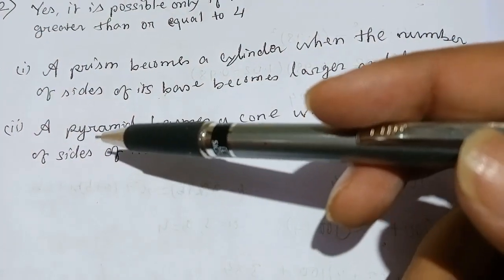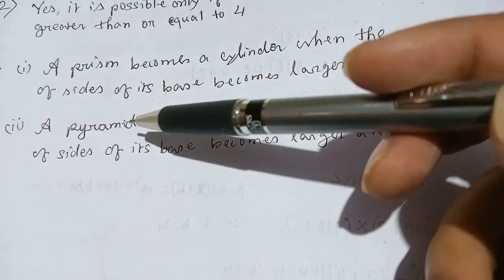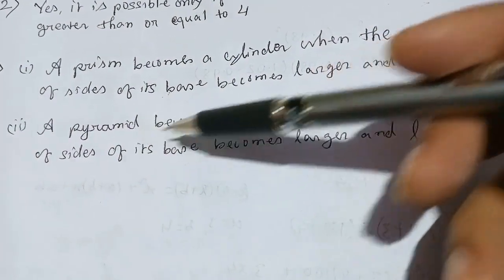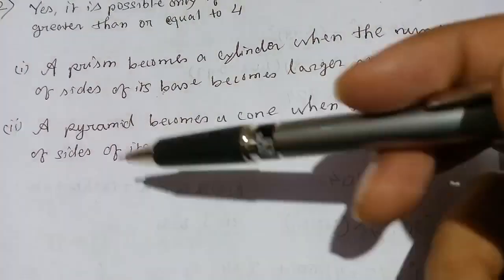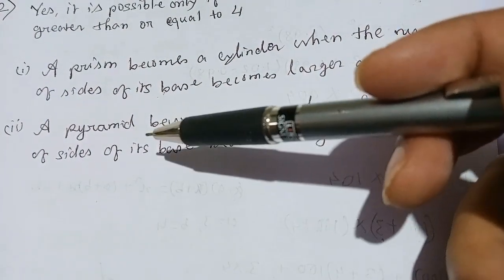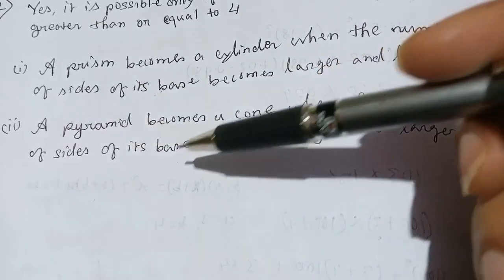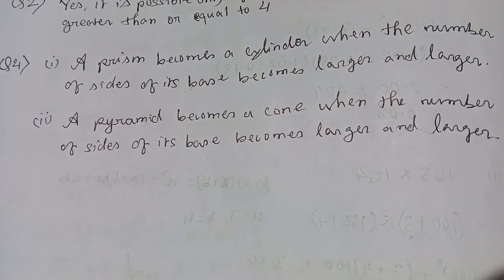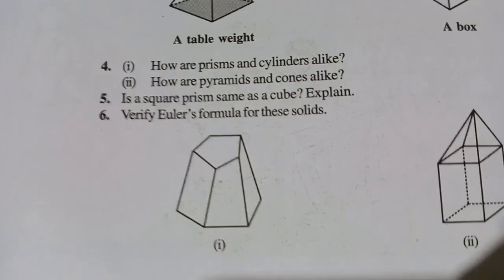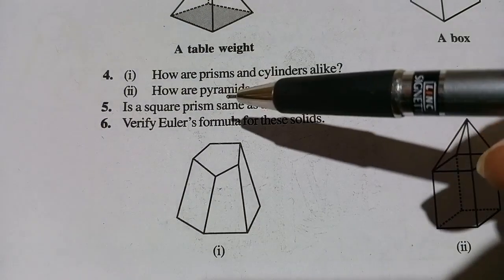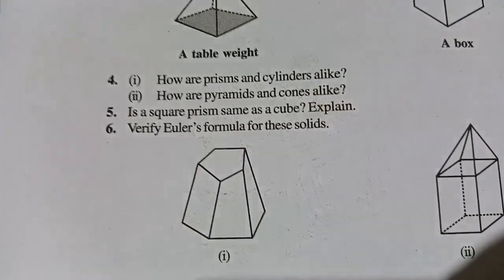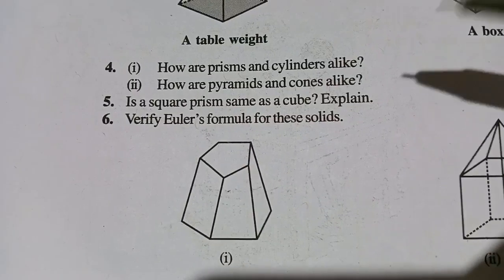Next question is how the pyramid and cone are alike. What is the similarity between pyramid and cone? How does a pyramid become a cone? A pyramid becomes a cone when the number of sides of its base becomes larger and larger, the same thing as with the prism. Same answer, right? So this is the question number 4 answer. Now question number 5: is a square prism the same as a cube? Explain. So what is the answer? The answer is no.